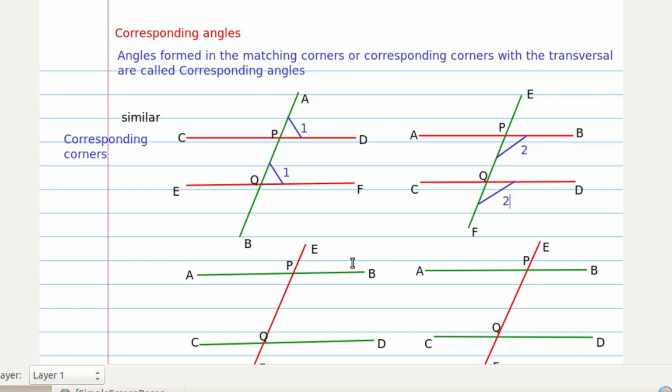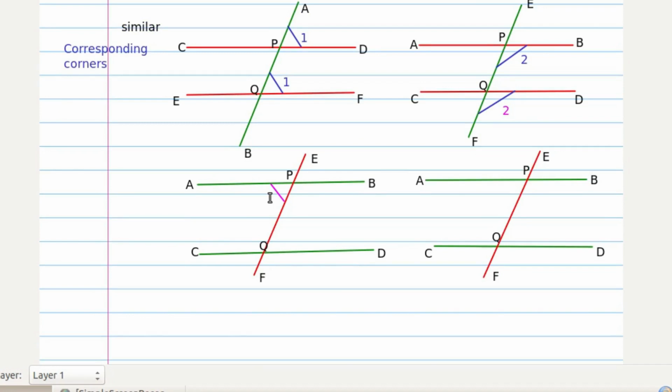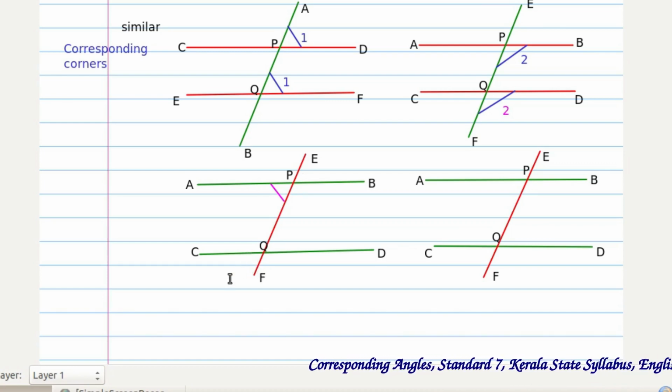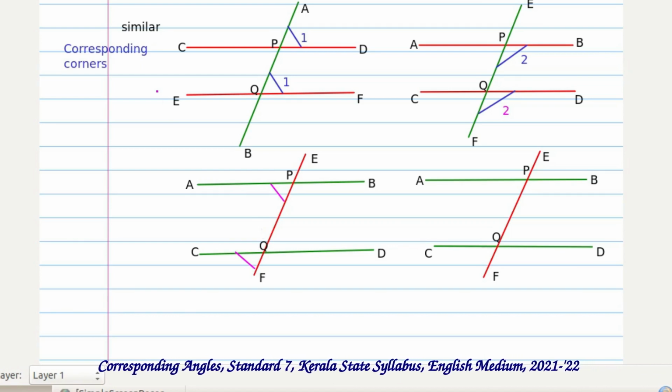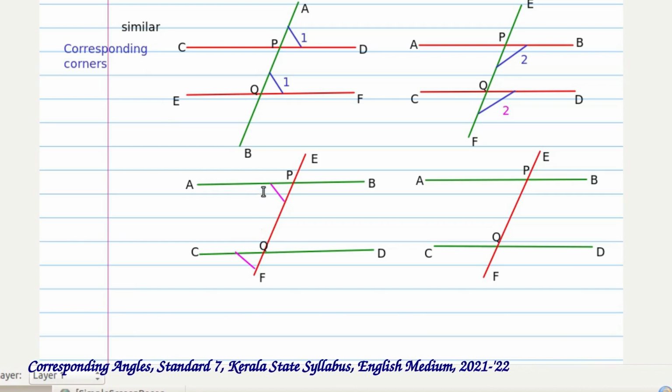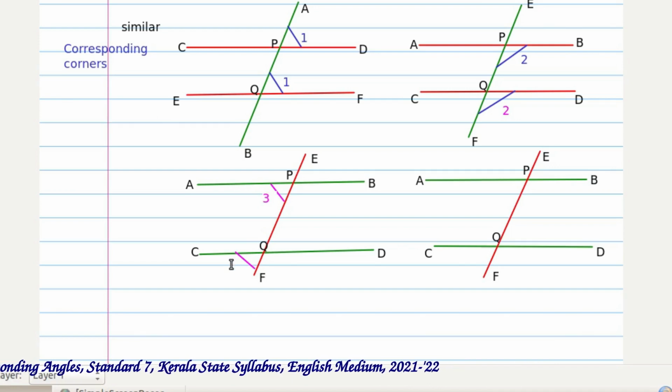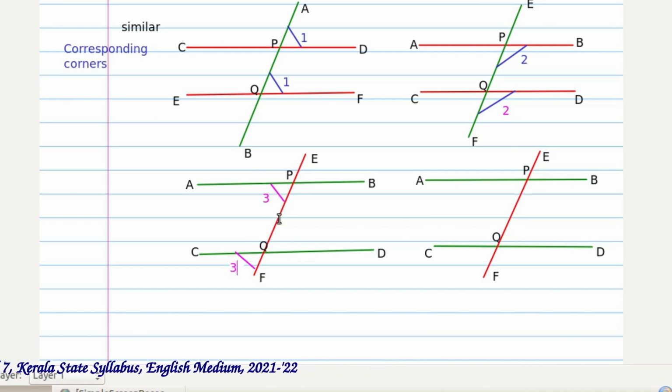Now let's have a look at this one. Here this angle is below AB and left of this transversal FE. So this should be below CD and left of FE. So here it is. These two are corresponding angles number 3. Here it is number 3 and this is also number 3. These two are pair of corresponding angles number 3.